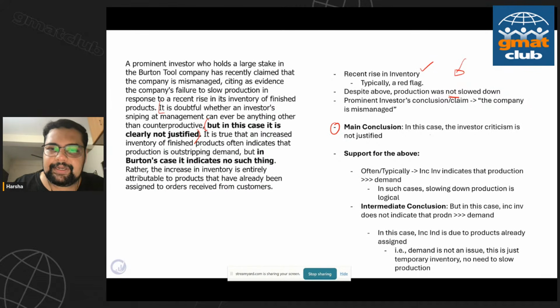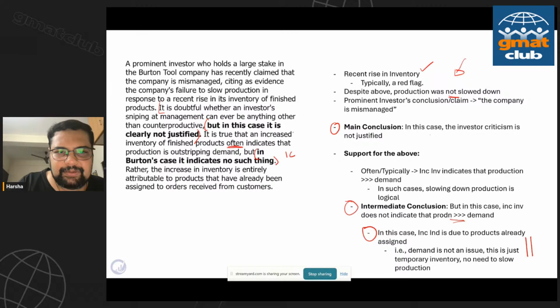It is true that often, when the inventory is increasing, it indicates that your production is outstripping demand. No, think logically, think real life. If your production is outstripping demand, you should be slowing down production. That would have made sense. But that's not what's happening here. The author says in the case of Burton, that's not what's happening. Your increasing inventory is not because of production outstripping demand, it's because of something else. Right? So that's all there is to it. I think you guys realize that this is the intermediate conclusion and this is the main conclusion.